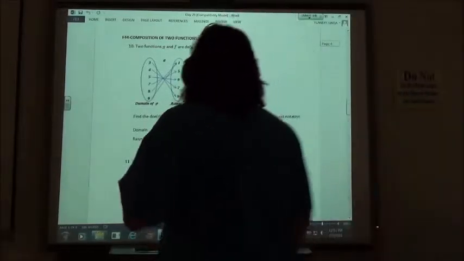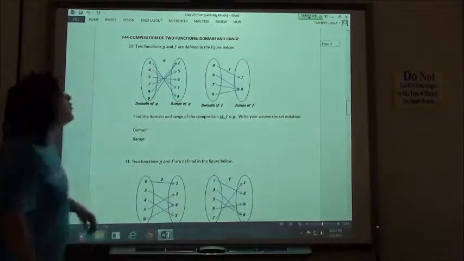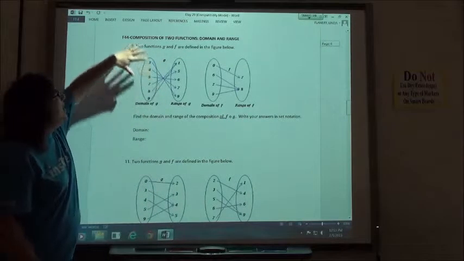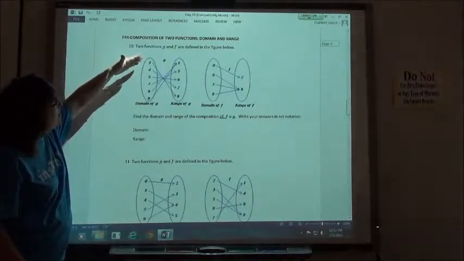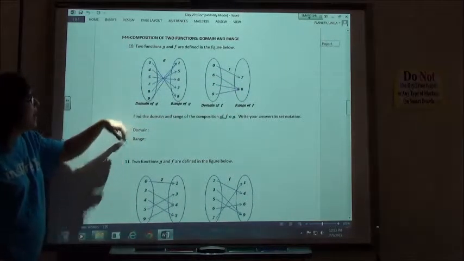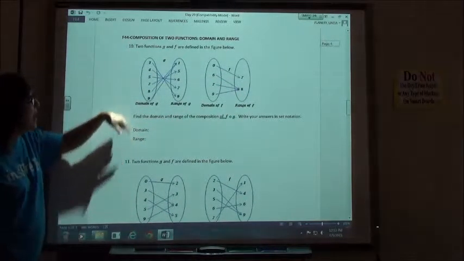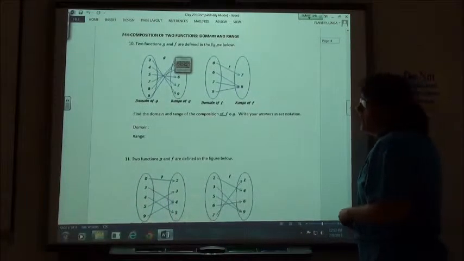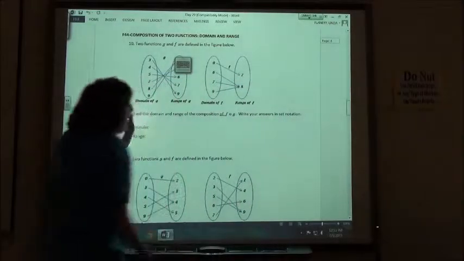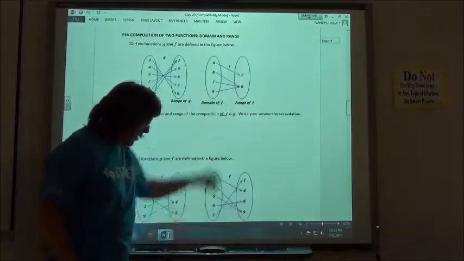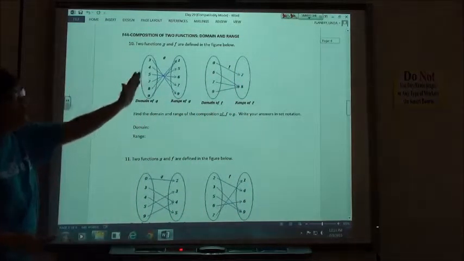10, 11, and 12, we're doing the composition of two functions, domain and range. So I'm taking f of g, and when I do that, what I have to be able to do is make it all the way across from one side to the other side. When I'm listing my domain, the only possible values, if my board didn't move, that could be in the domain are the ones that are in your starting domain. When you do your range, the only possible answers you can have are the ones that are in your ending range. So what you're trying to do is see if you can get all the way across from one end to the other.